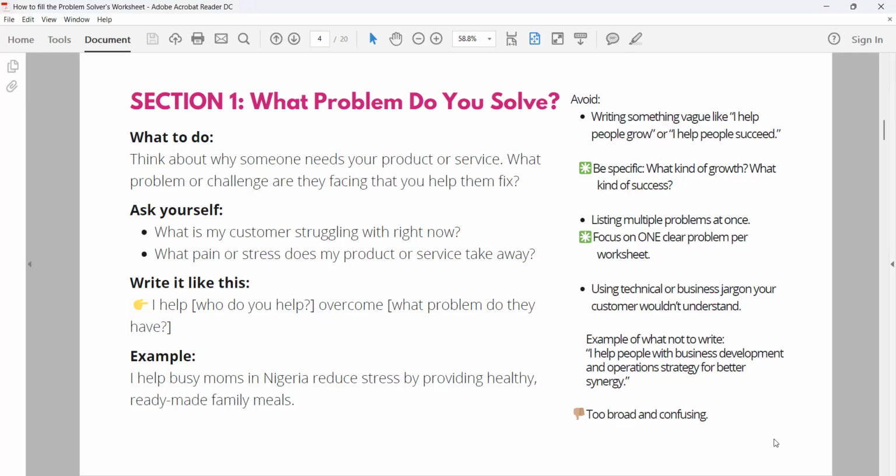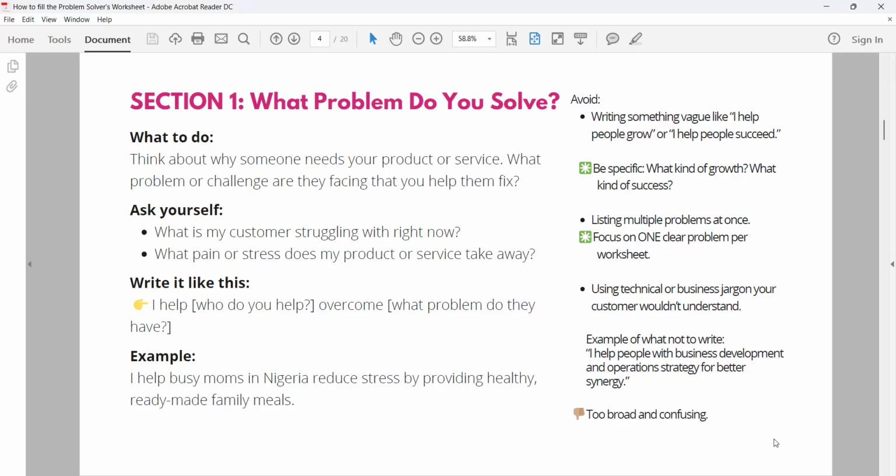Don't use technical or business jargon. Remember, you are speaking to your customers. They don't understand the language you speak as a business owner. You are supposed to speak their own language. So, for example, you write something like, I help people with business development and operation strategy for better synergy. What is that? They don't understand.